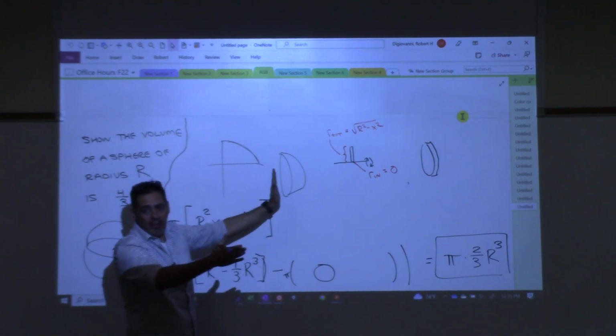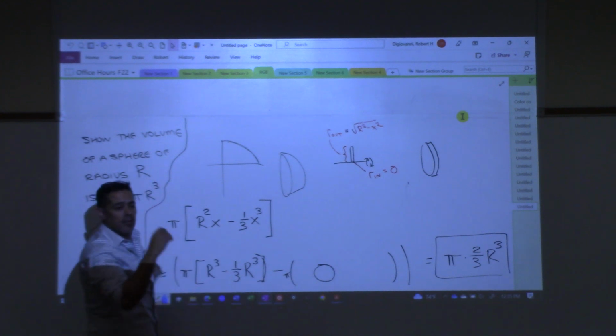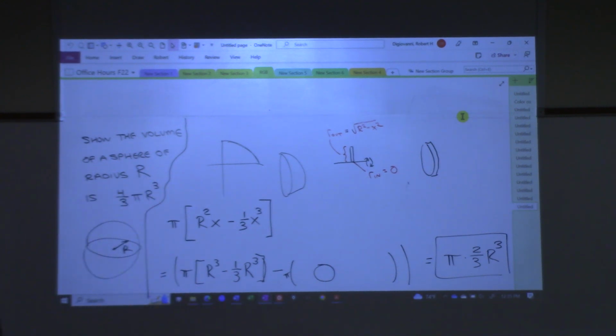Because the circle ends at capital R, because it has a radius of capital R, right? That's actually pretty simple. Once you understand how the volume formula works, it's pretty straightforward to prove that formula, isn't it?